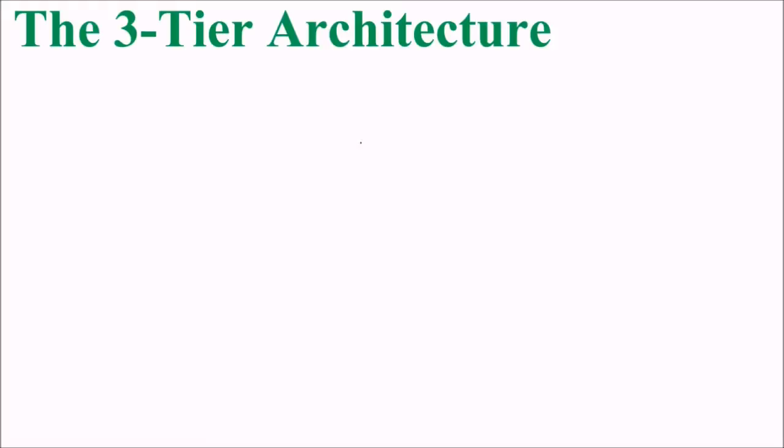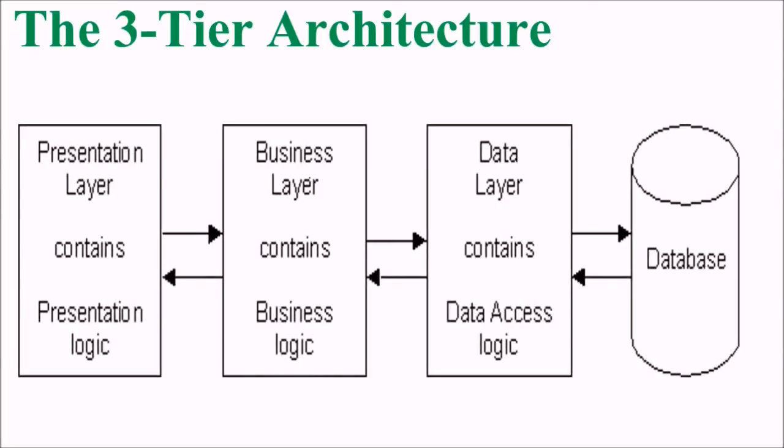Then we come to the three-tier architecture. That is one tier, two tier, and now three-tier architecture. In three-tier architecture, we have certain separation. This is first, this is second, and this is third. The first tier deals with the presentation layer, meaning it contains only the presentation logic. The business layer only contains the business logic, and the data layer would only contain the data access logic.